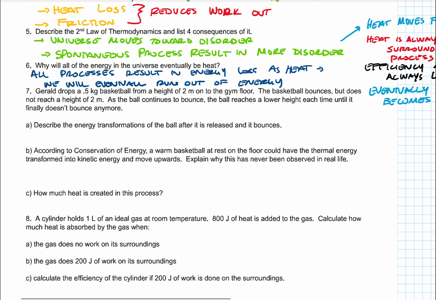So, Gerald drops a basketball from a height. It bounces, but doesn't come back to 2 meters. As it continues to bounce, it gets a lower and lower and lower height every time until it doesn't bounce anymore. So, describe the energy transformations of the ball after it is released and it bounces.